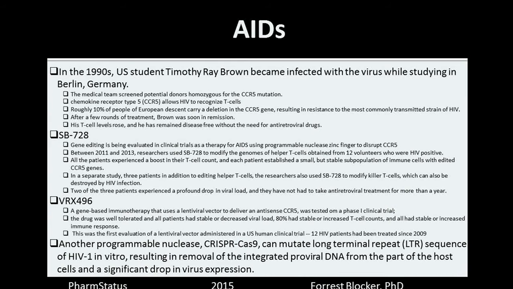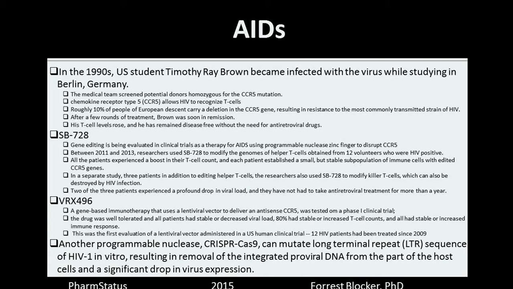Okay, the next autoimmune disease that I want to talk about that has had some success with gene therapy is AIDS. In the 1990s, there was a student from the United States who's come out and talked about this and is a political activist who I really admire. His name is Timothy Brown, and he became infected with the virus when he was studying in Berlin, Germany. He developed, in addition to the HIV infection, which was being treated with standard antiviral medication, leukemia. So it was kind of a double whammy for him.